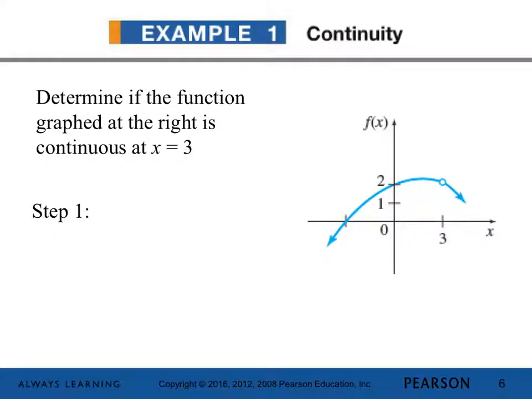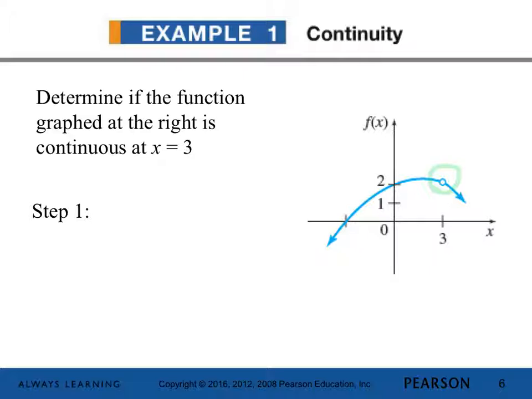Let's determine if the function that's graphed at the right is continuous at x equals 3. Now, instinctively, I hope you would realize that actually the answer to this question is going to be no, it's not. And it's not because if you look at that value right there, you know that the function itself is not defined at x equals 3. There is a hole in the function at x equals 3.